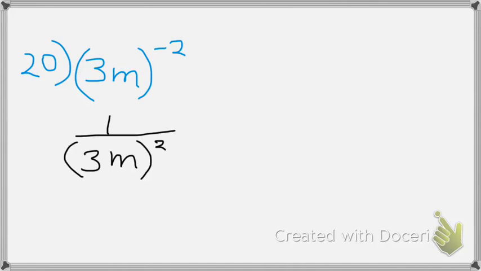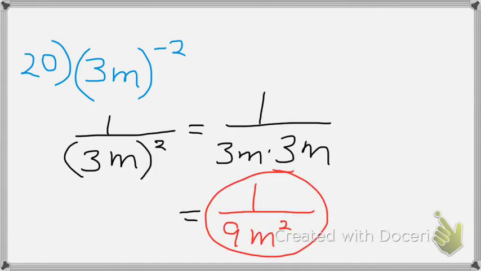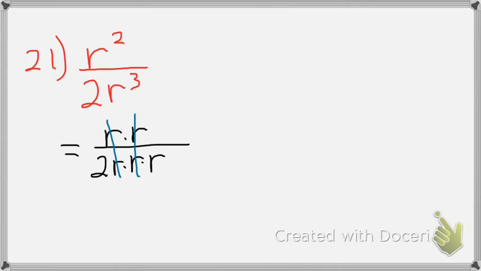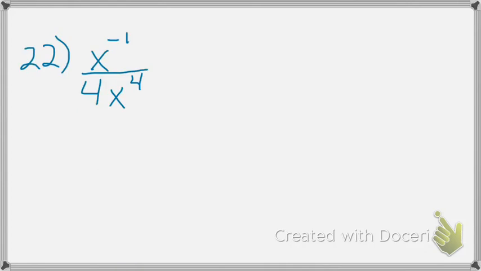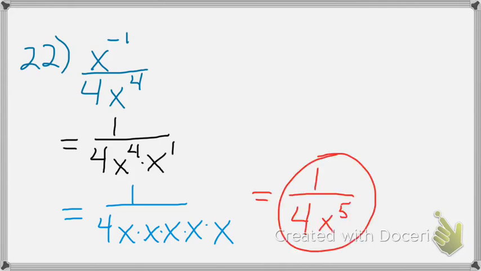Move the whole thing to the bottom, expand, and simplify the numbers. Expand, cross out the r's, I get 1 over 2r. Move the x to the negative 1 down, give me 1 over x to the 4th times x, which is 5 factors of x altogether. So I have 1 over 4x to the 5th.